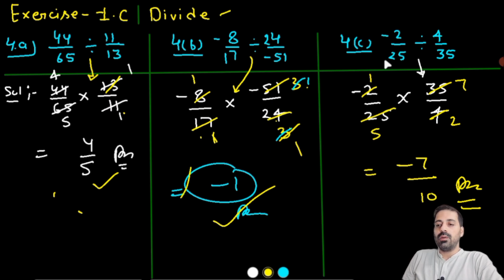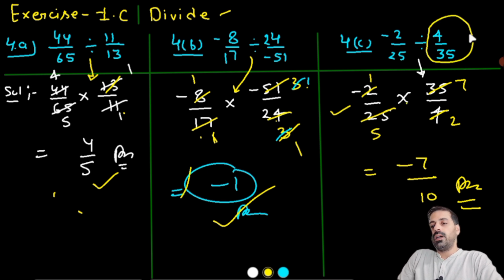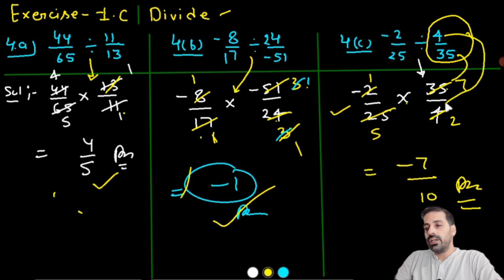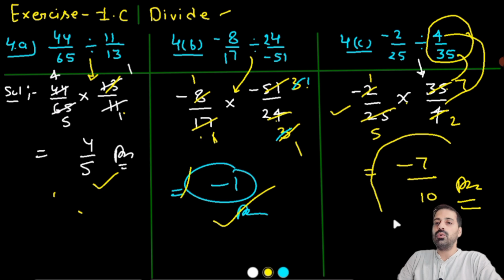Again negative 2 upon 24 remains the same here, and this divide sign is converted into multiply and the reciprocal of this is 34 will become numerator here and 4 will become denominator here. This is the reciprocal here. So after cancel out we have 7 upon 10 is the answer.